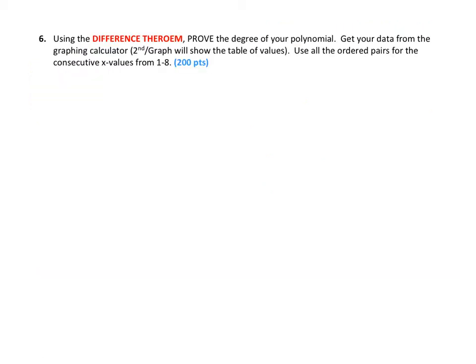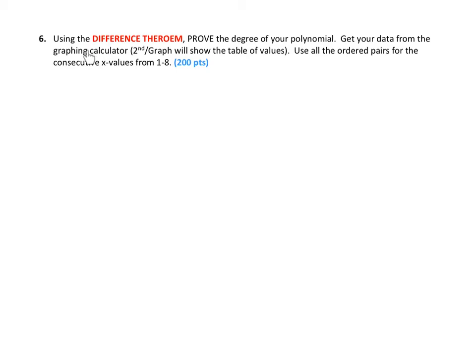The 6th element, I want you to use the differences theorem to actually prove that you have the degree of the polynomial that you have stated that you have. To do that, you need to get the ordered pairs. Let's use the consecutive values from 1 to 8 because the differences theorem only works if we have consecutive x values for the ordered pairs.